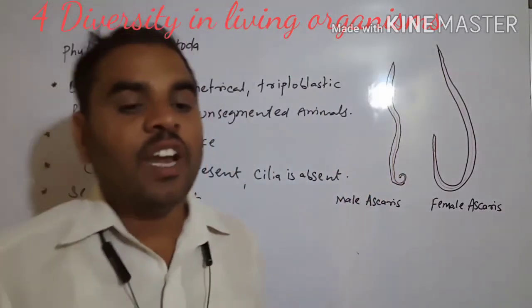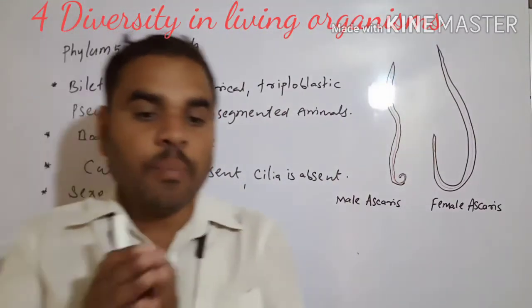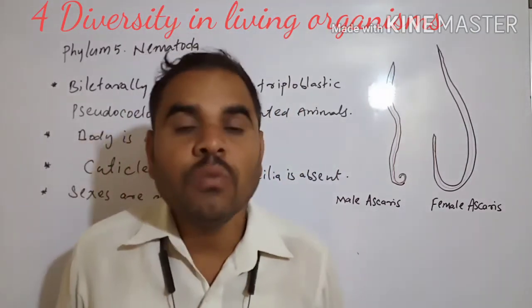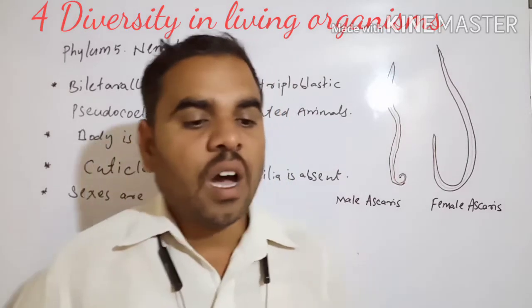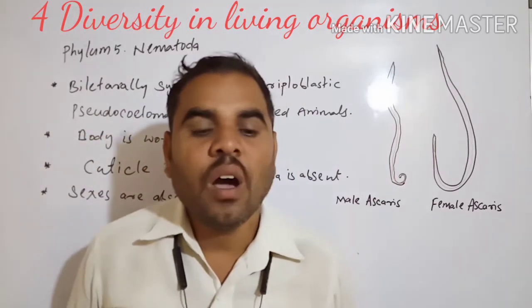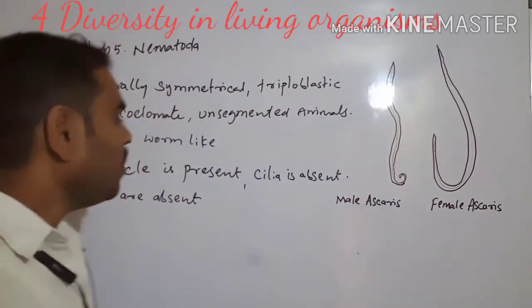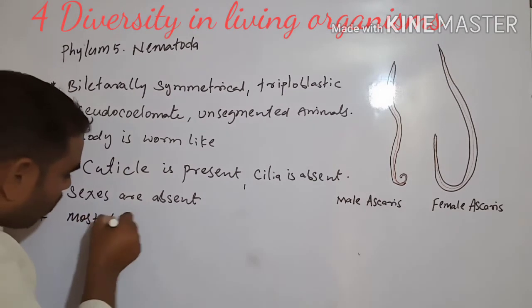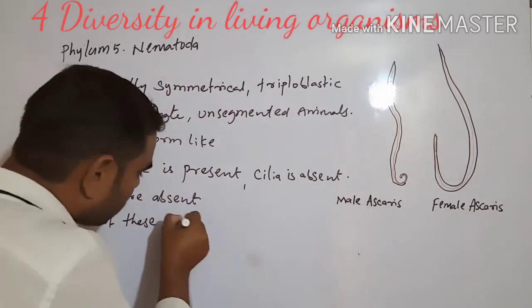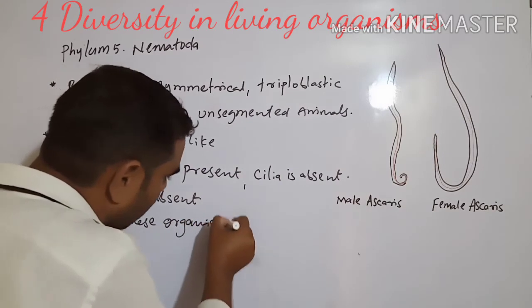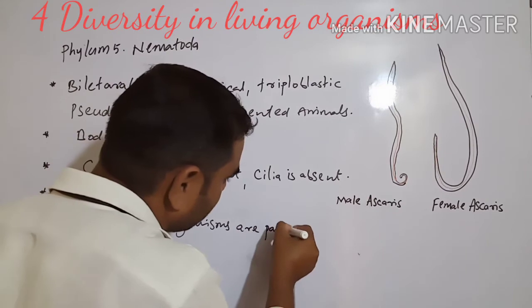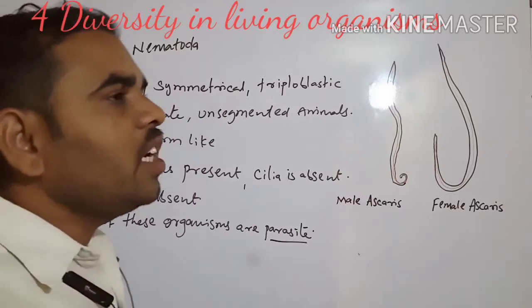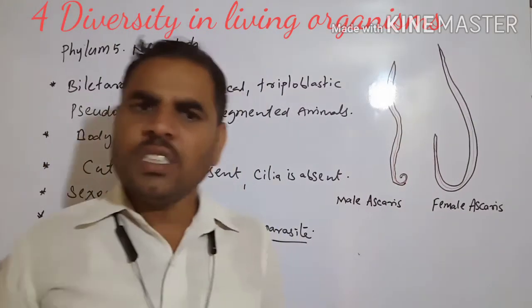Enlargement of the limbs, scrotum and mammary glands of humans takes place due to infection of Wuchereria bancrofti. The disease spreads through mosquito bites. Most of these organisms are parasites. For example, Wuchereria bancrofti. Have you seen these diseases?